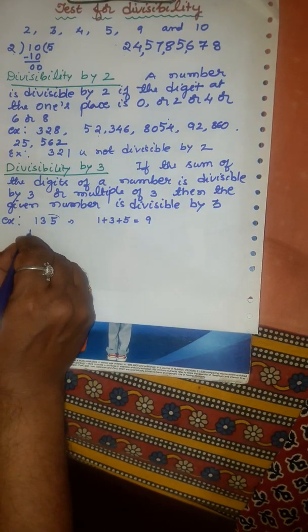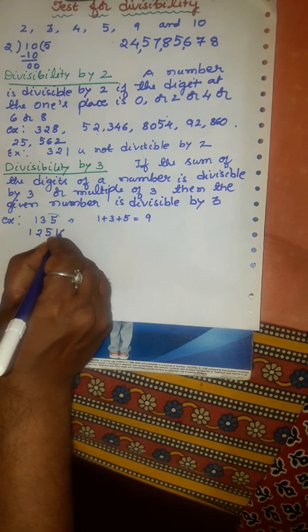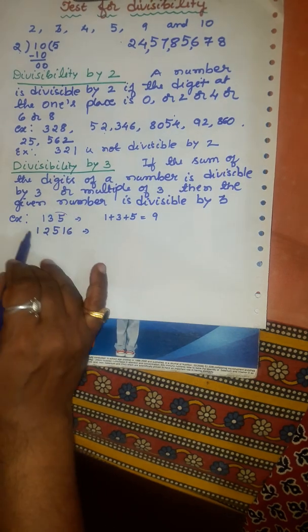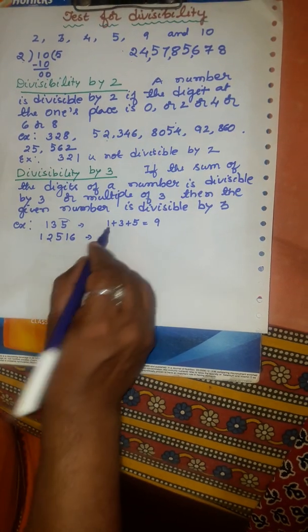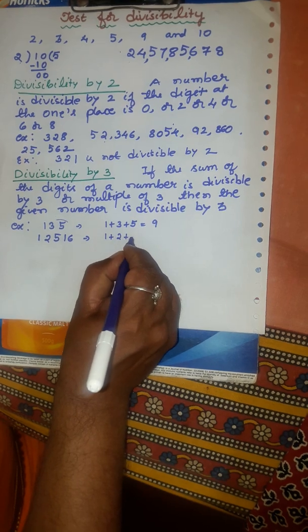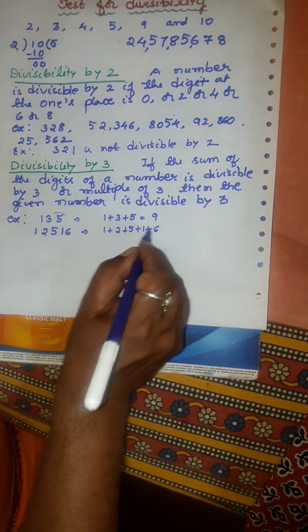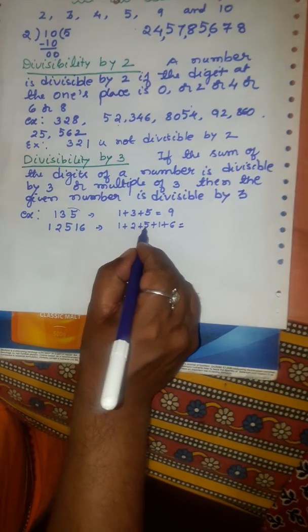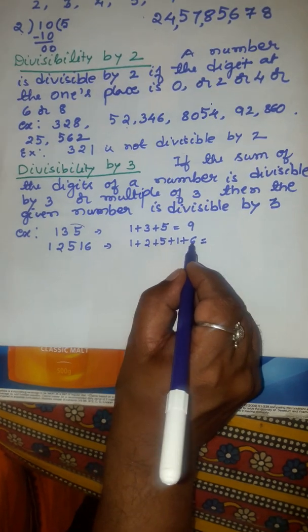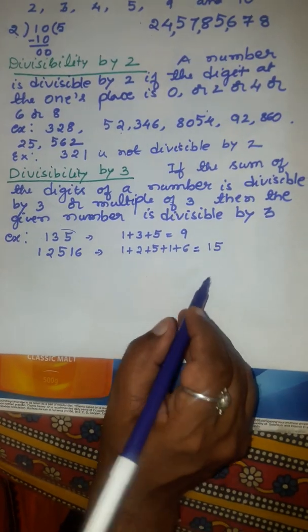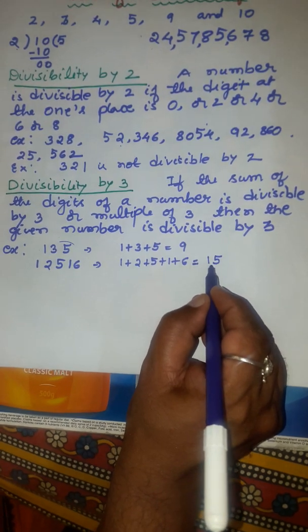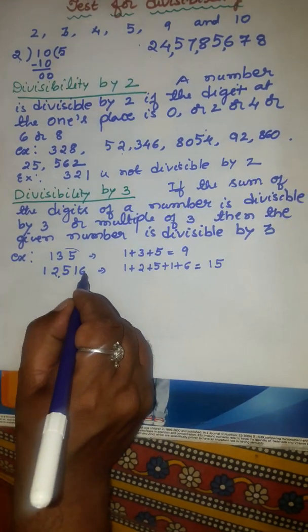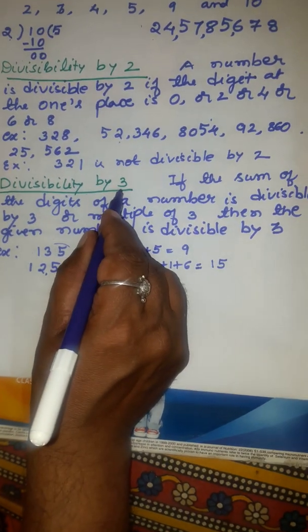So I am going to take another example, 12,516. Now we have to apply the rule. So what is that rule? We have to find the sum of the digits in this number. So 1 plus 2 plus 5 plus 1 plus 6. Let me tell you the sum: 2 plus 1 is 3, 3 plus 5 is 8, 8 plus 1 is 9, 9 plus 6 is 15. So 15 is a multiple of 3, or 15 is divisible by 3. Therefore 12,516 is divisible by 3.